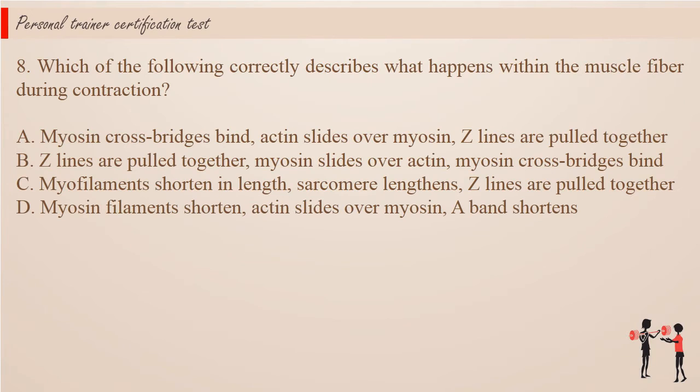Question 8. Which of the following correctly describes what happens within the muscle fiber during contraction? A. Myosin cross-bridges bind, actin slides over myosin, Z-lines are pulled together. B. Z-lines are pulled together, myosin slides over actin, myosin cross-bridges bind. C. Myofilaments shorten in length, sarcomere lengthens, Z-lines are pulled together. D. Myosin filaments shorten, actin slides over myosin, A band shortens.